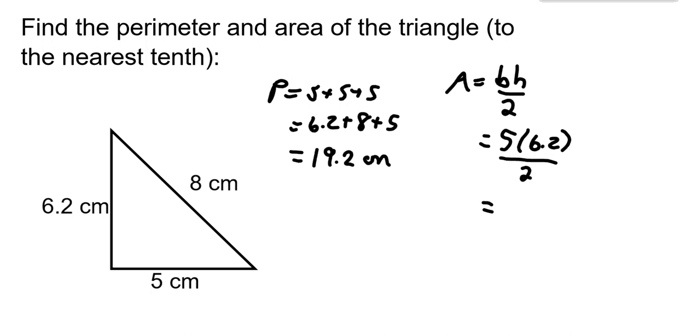And I'll get 15.2. Now, be very careful here. Sorry, 15.5. Be very careful here. The units for area are always your unit squared. So make sure for perimeter, it's your unit, and for area, it is units squared. So that's just a quick review of triangles.